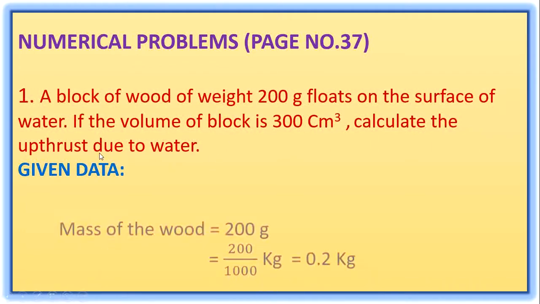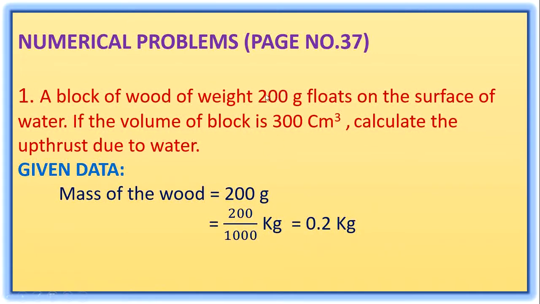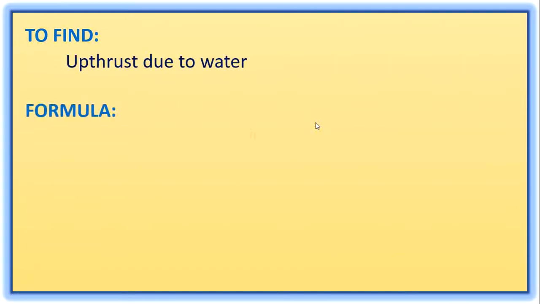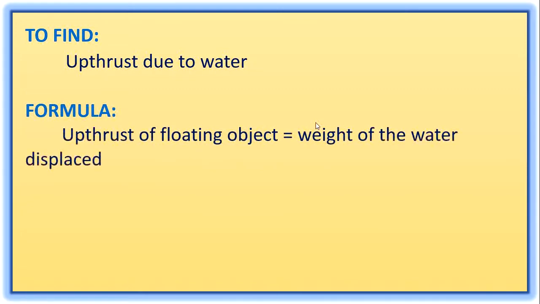So, given data, mass of the wood is given as 200 gram. Convert this gram into kilogram. We can divide by 1000, we get 0.2 kg, and then volume of the wood is 300 centimeter cube. We have to find upthrust due to water. What is the formula to find upthrust? Upthrust of a floating object is equal to weight of the water displaced, that is W is equal to mg.